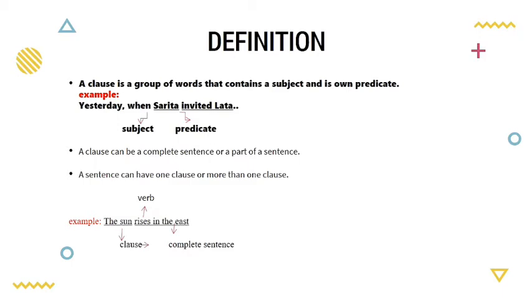A clause can be a complete sentence or a part of a sentence. Klausa bisa berupa kalimat lengkap atau bagian dari kalimat. A sentence can have one clause or more than one clause. Jadi sebuah kalimat dapat memiliki satu klausa atau lebih dari satu klausa. For example, the sun rise in the east. The sun jadi clause, rise jadi verb, and the east jadi complete sentence.